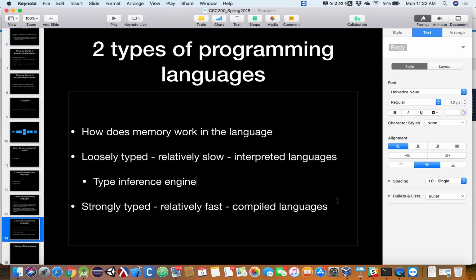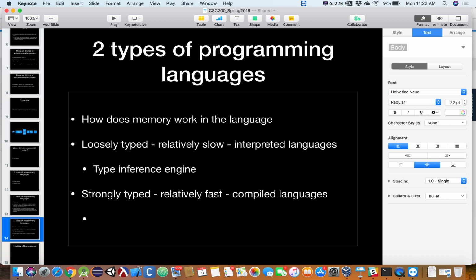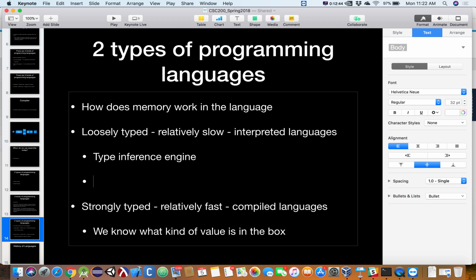Whereas a strongly typed language, because it has a type associated with the box, it knows whether that value is mathable or not to begin with. I'm not sure if that's a word, but if it's not, I invented it. It's a word now. All right, so we know what kind of value is in the box. Where this guy, we don't know until we check.